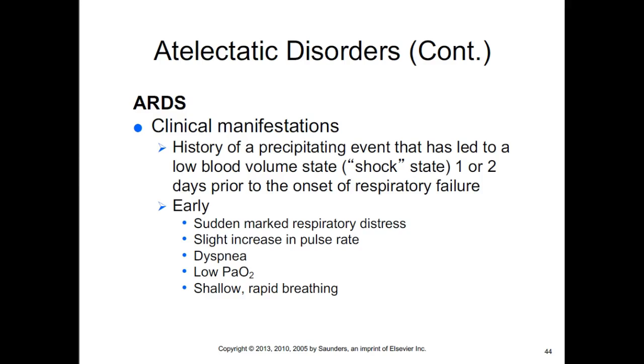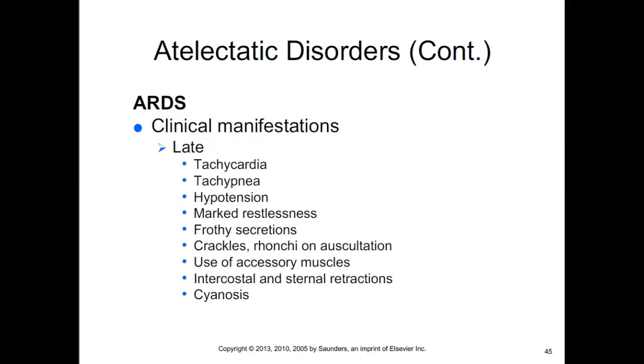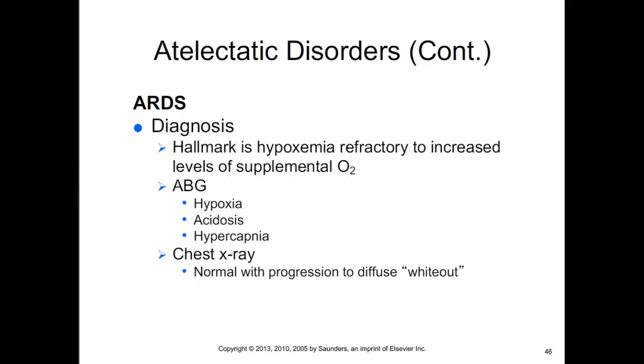Right, so early sudden marked respiratory distress, slight increase in pulse rate, dyspnea, low partial pressure of oxygen, and shallow, rapid breathing. And then you're going to see some tachycardia, tachypnea, hypotension, marked restlessness, some frothy secretions, crackles, bronchi on auscultation, use of accessory muscles, intercostal and sternal retractions, and cyanosis. So those are some of the late clinical manifestations of ARDS. All of those very, very serious.